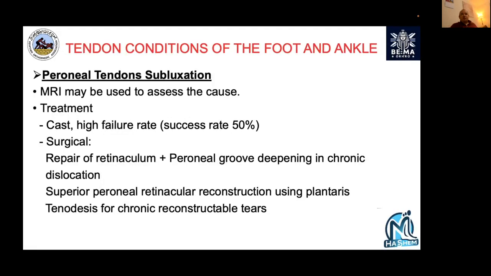If you end up with no option, the option is to make them into one tendon. So basically, do a tenodesis of the longus to the brevis, because the brevis action is more important, if you have no option to reconstruct or repair the retinaculum.